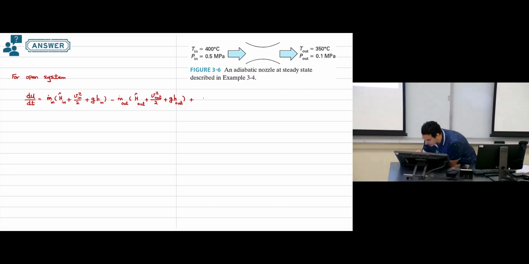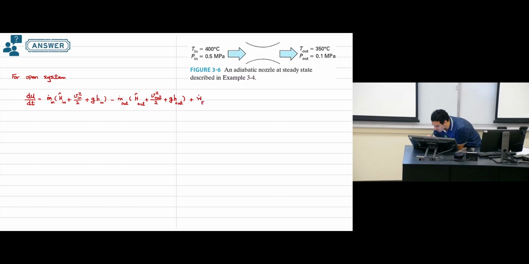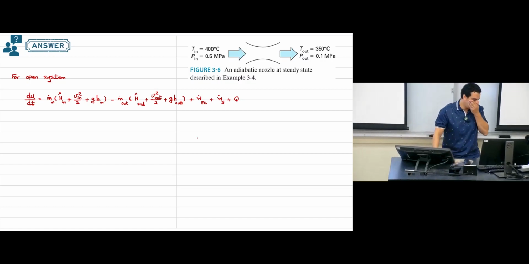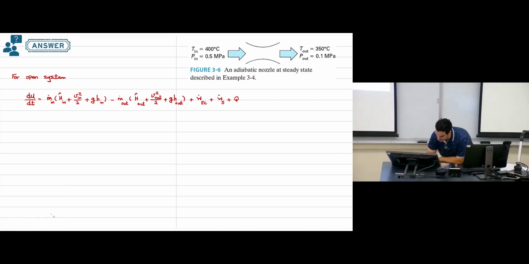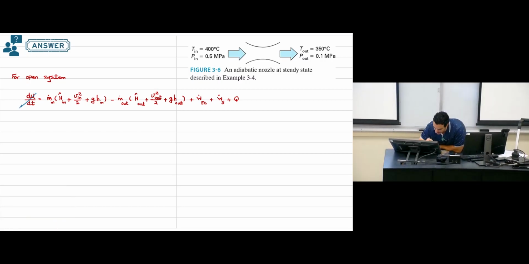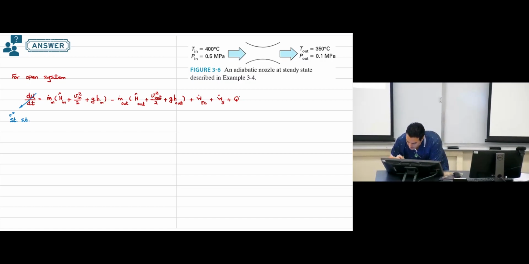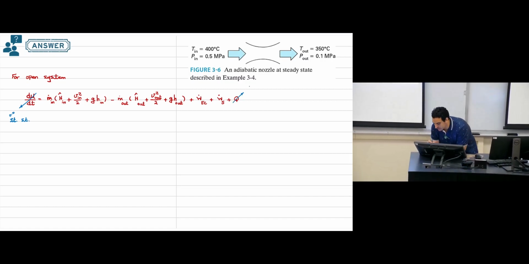plus work of expansion contraction plus shaft work plus Q. This is the general form of the equation we have. So now let's see the terms. So this term, the accumulation term, will be 0, because he said that in this problem we have steady state condition. This term Q will be 0, because in the problem itself he said we have adiabatic.